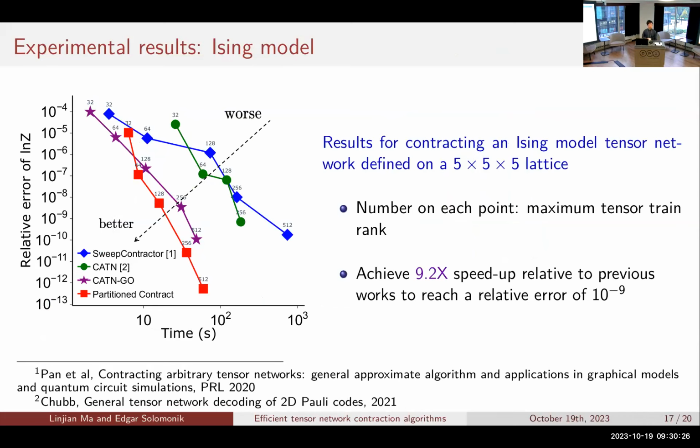So here are some experimental results, again, on contracting a tensor network defined on an Ising model. We compare partition contract with cat and go, our previously introduced algorithm, and also two standard algorithms. As we can see, the performance is much better than the previous work, and also a little bit better than the cat and go algorithm. So here, for partition contract, we select the environment size as, I think, equal to 5. It's a reasonable size that balances accuracy and efficiency.